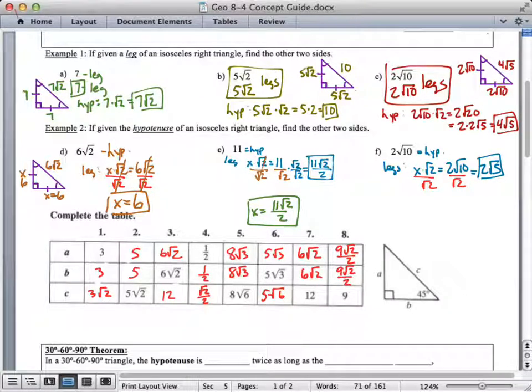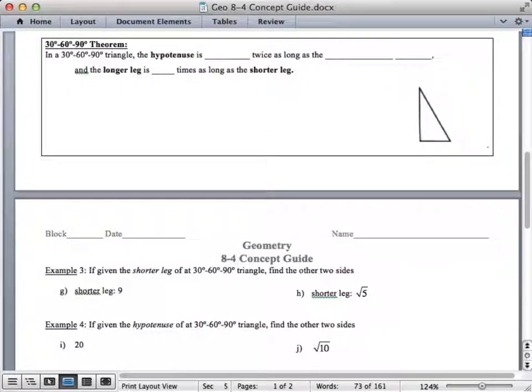These are answers. Be prepared to ask questions when you have them. Those are answers again. The other special right triangle is called a 30, 60, 90 triangle. It's got a little bit more going on because it's not isosceles. I'm going to derive this formula using something that has a 30, 60, 90 triangle built within it, that being an equilateral triangle where all of the angles are 60 degrees.